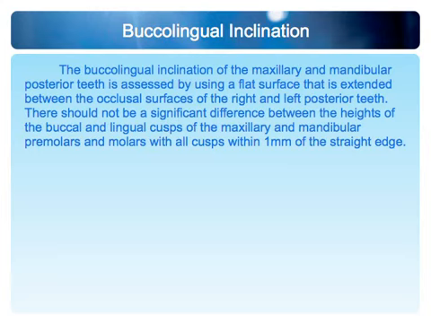Okay? The buccolingual inclination of the maxillary and mandibular posterior teeth is assessed by using a flat surface that is extended between the occlusal surfaces of the right and left posterior teeth. There should not be a significant difference between the heights of the buccal and lingual cusps of the maxillary and mandibular premolars and molars, with all cusps within 1 mm of the straight edge.